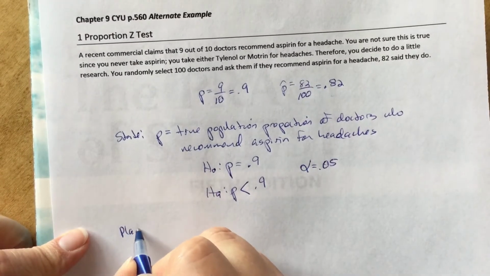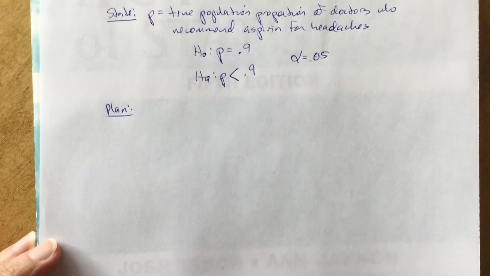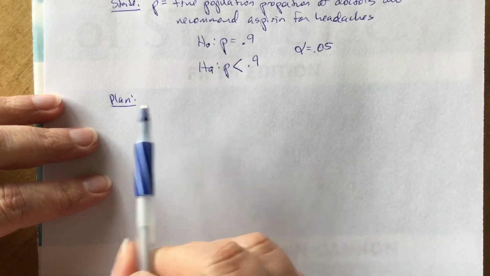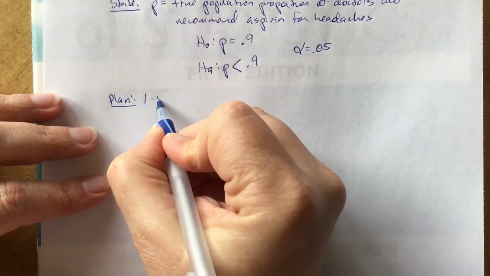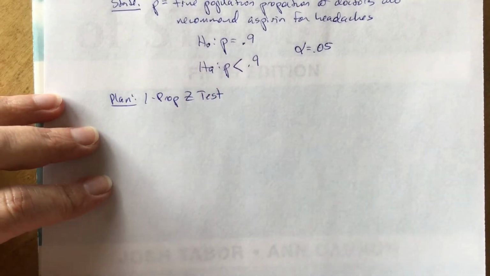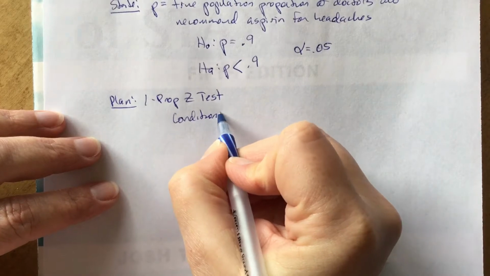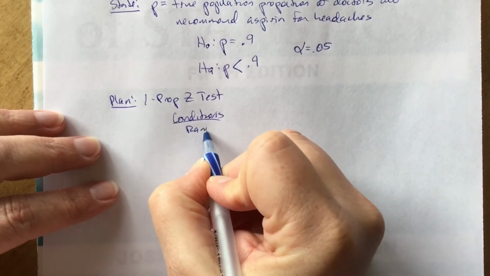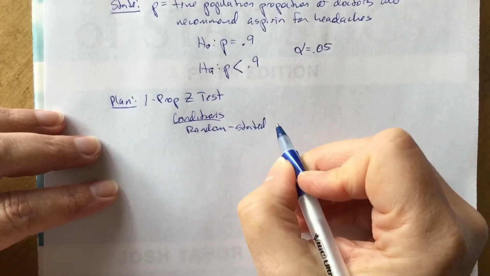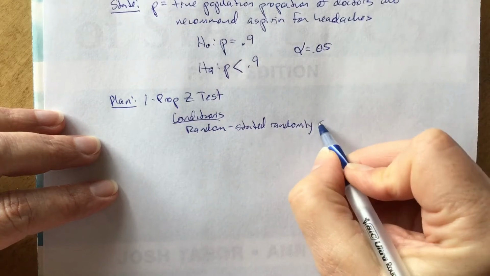Let's do our plan, and our plan section is pretty much exactly like the plan section in a confidence interval. First thing I have to do is state my inference method, and I'm going to do a 1 proportion z-test as opposed to a 1 proportion z-interval. Conditions are the same. So random, yes, it was definitely stated. Stated randomly selected doctors.